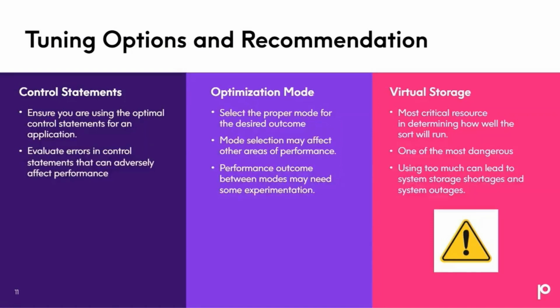The possible settings for OPT MODE are BALANCE, CPU, ELAP, and IO. The default is BALANCE. BALANCE provides the best overall balance of CPU time, elapsed time, and I/O activity. CPU minimizes the CPU time at the possible expense of elapsed time and IOs. ELAP and IO similarly minimize elapsed time and IOs at the expense of the other measures of performance.